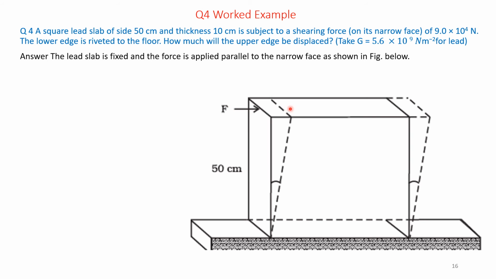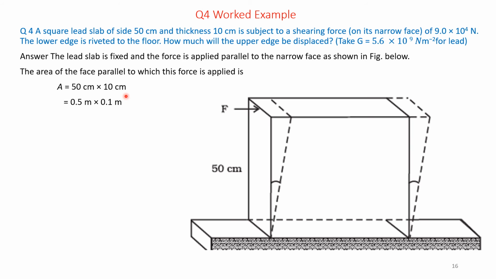F is the applied force at the top. The bottom edge is fixed and the length is 50 centimeters. Side of a square slab is 50 centimeters. Therefore, the area of the face parallel to which force is applied is 50 into 10. So this is 10 centimeters and this is 50 centimeters. So A is equal to 50 centimeter into 10 centimeter.